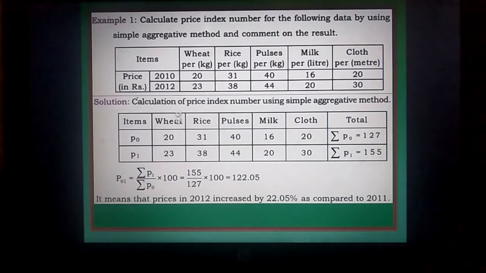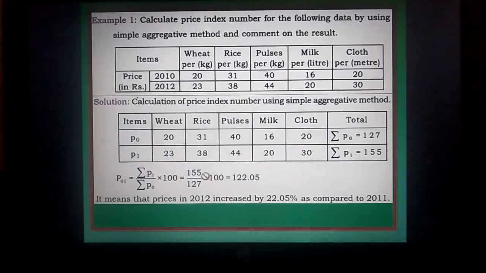So here the simple aggregative method price index number is P01 is equal to sum of P1 divided by sum of P naught multiplied by 100. P naught are given and P1 are also given. According to the formula, we want the sum of P1 and the sum of P naught. So P naught are here, and this summation gives sum of P naught is equal to 127 and then sum of P1 is equal to 155.